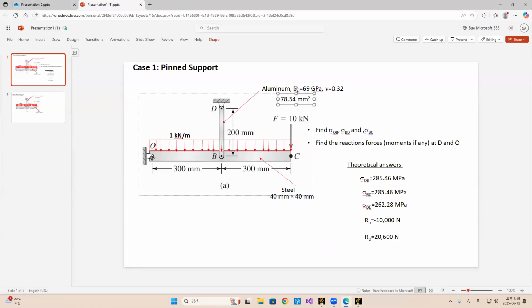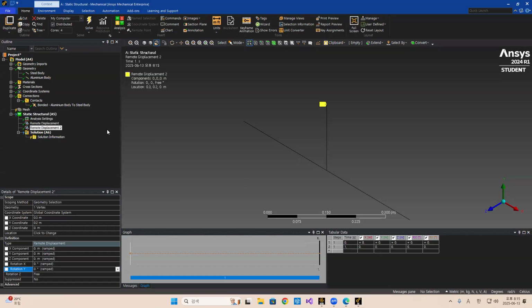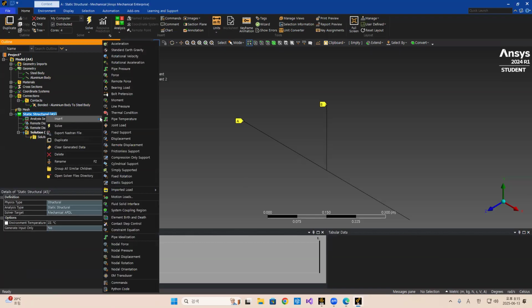So I gave the boundary conditions. Here pin support, here pin support, and now apply the 10 kilonewtons load. So Insert, what can I give? Like a Force.